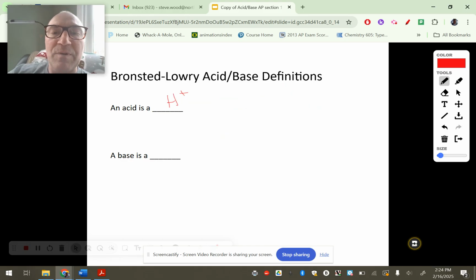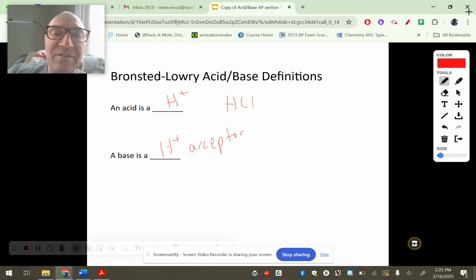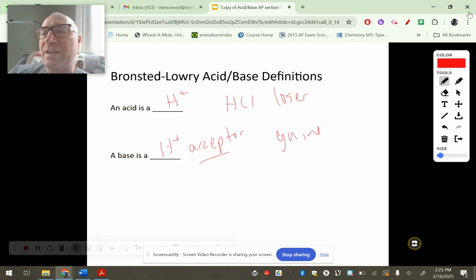For example, can this get rid of an H? Well, yeah, it has one, so it's going to get rid of it. And if it does, it is an acid. The difference is subtle, but you'll see it in a reaction. And then a base is a proton or H plus acceptor. Remember, acceptors gain. So this is a loser, and this is a gainer. Keep that in mind as you go.